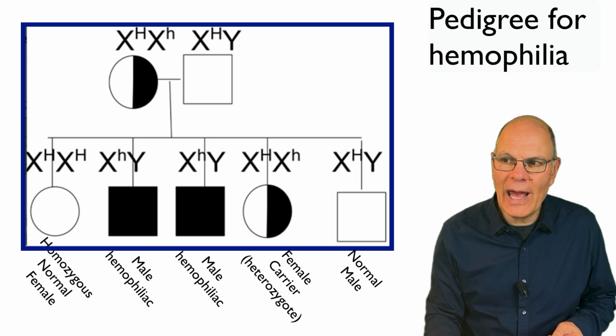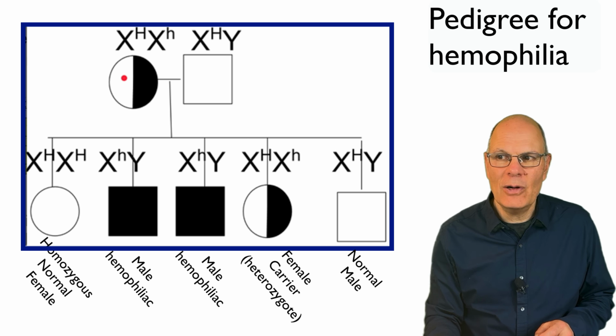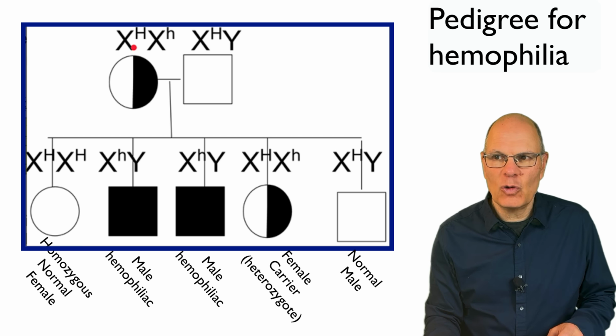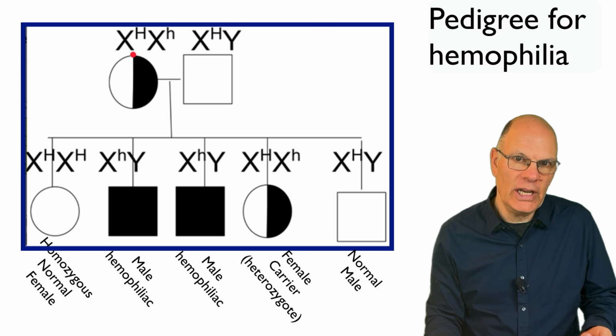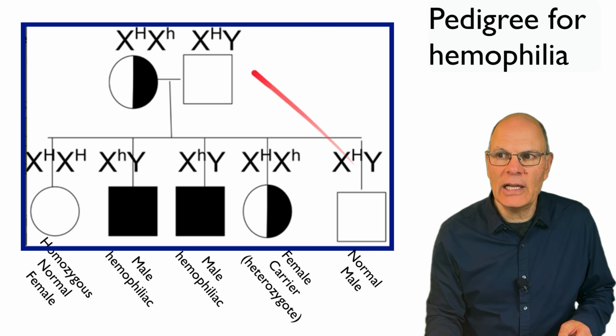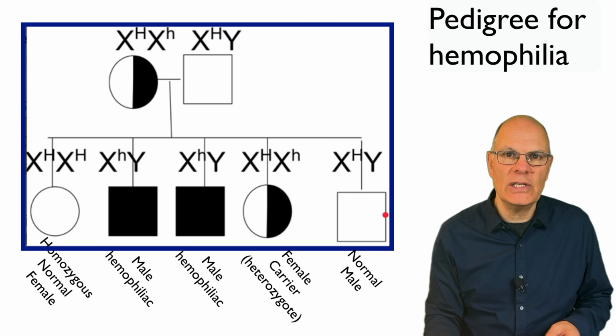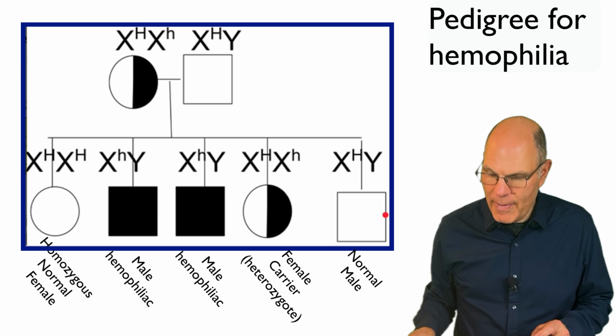She received the normal X chromosome from her dad and an X chromosome with the mutant hemophilia allele from her mom. And here we have a son who inherited the normal X chromosome from the mom. She had one of two to give. He got lucky, and the Y chromosome from the dad. So he's a normal young male.